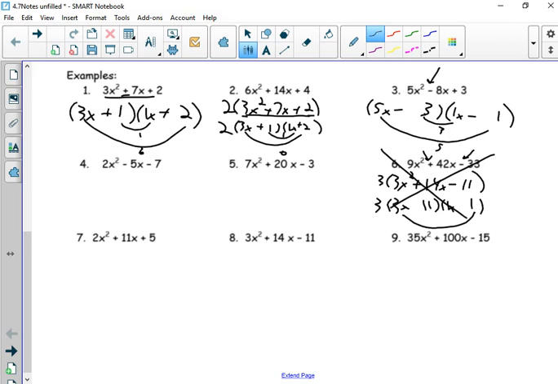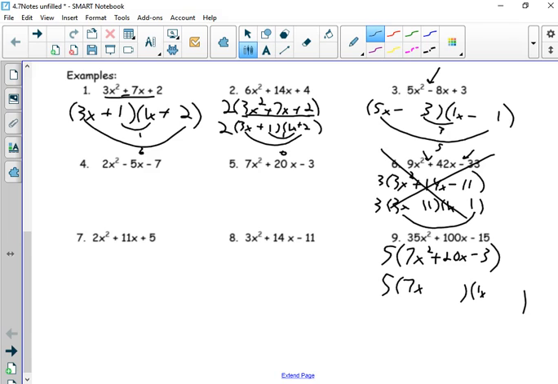Okay, let's do number 9, because that has a 5 in it. So we're going to take 5 out, and that's going to be 7x squared plus 20x minus 3. So I need 2 numbers to give me 7. Well, that's easy, 7x and 1x. And then I want 3, and the only way to get 3 is 3 and 1. But they need to differ by 20.